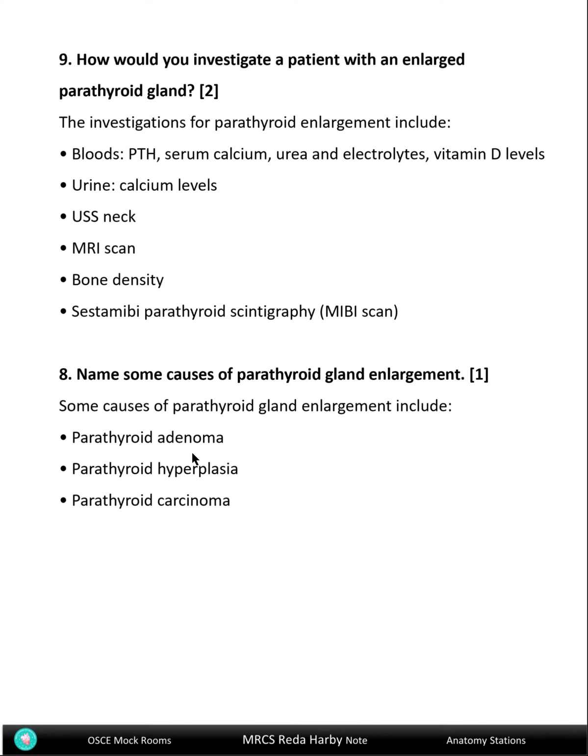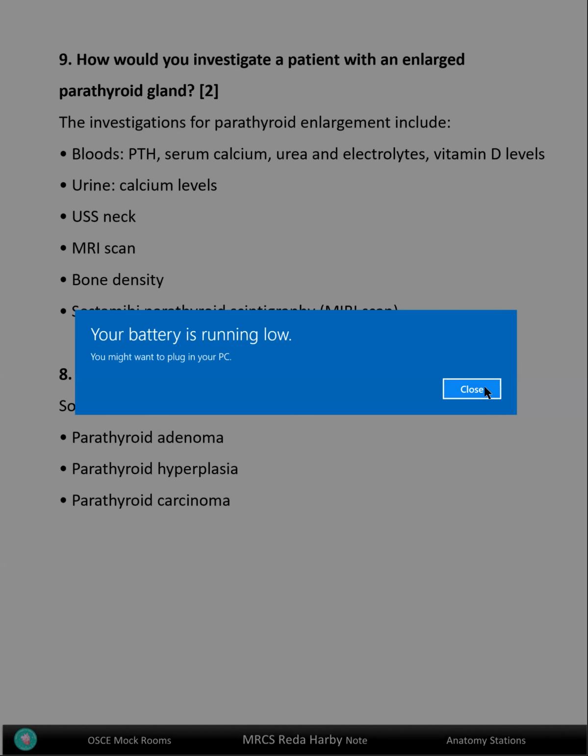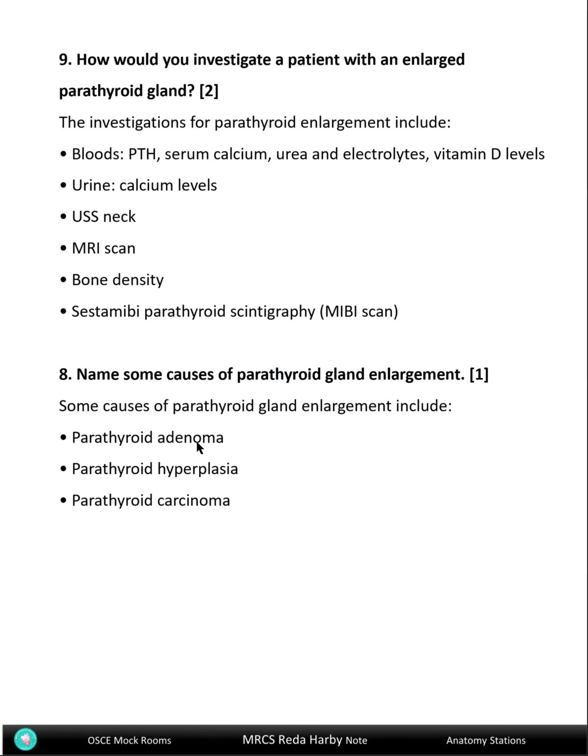80 or 85% it is adenoma, 15% it is hyperplasia, and less than 1% carcinoma. These are the main reasons for the parathyroid gland enlargement. Okay, so an adenoma can also be found by accident, called an incidentaloma. Okay.